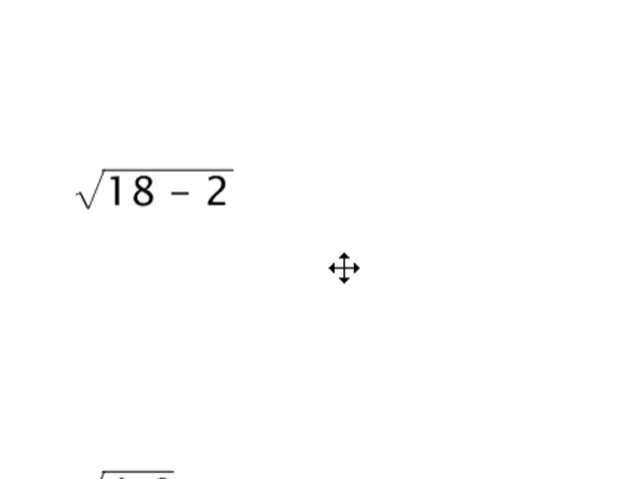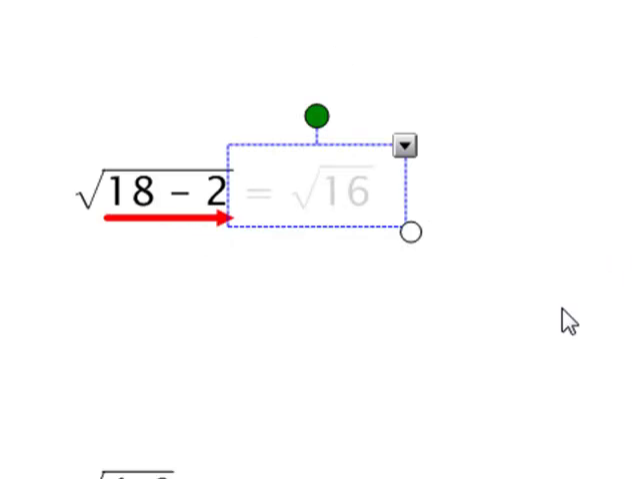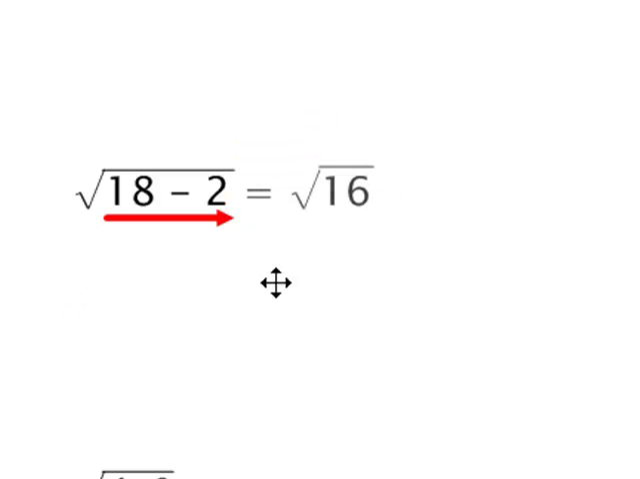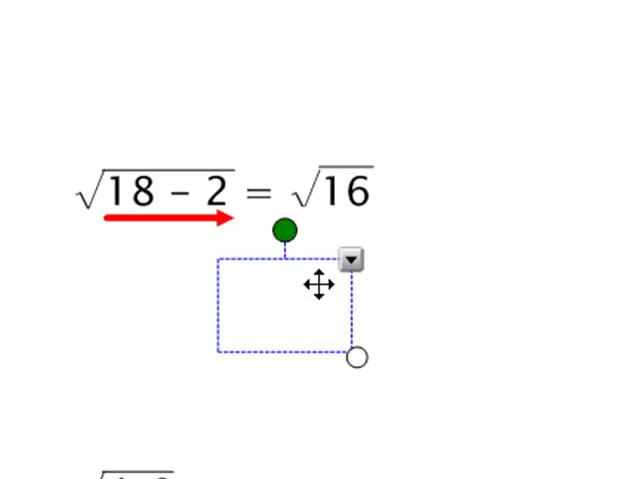18 minus 2, all underneath the square root. The first thing we need to do in this situation is simplify what we have under the square root. 18 minus 2 is 16. Now we can take the square root by finding a number which multiplies by itself to get to 16. That would be the number 4.